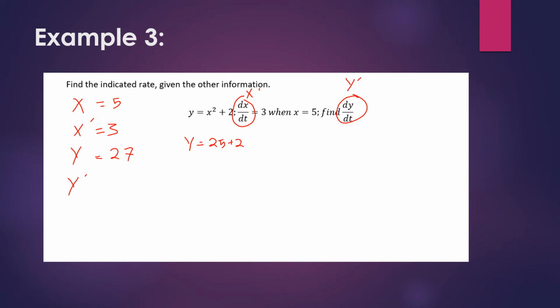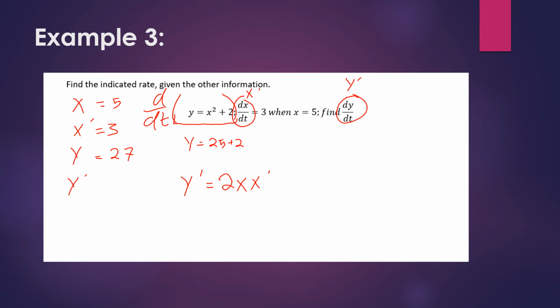And now to find y prime, I need to take a derivative of this equation. The derivative of y is y prime. The derivative of x squared is going to be 2x x prime, and then the derivative of 2 is 0. This is probably where I see the most mistakes when getting started. x in this case is a function of time, meaning that we're going to get that x prime at the end, and it takes a long time to break that habit because we are taking the derivative with respect to time.